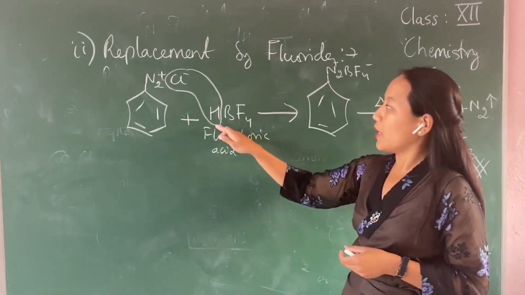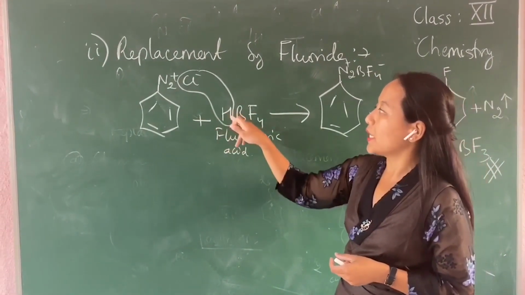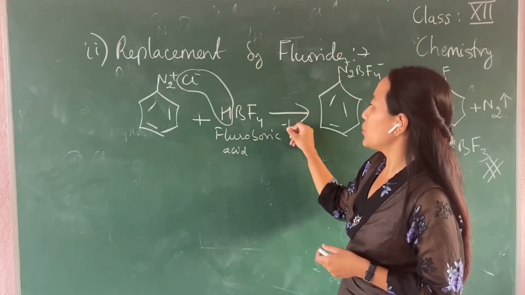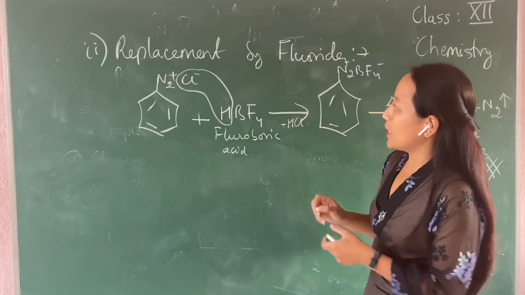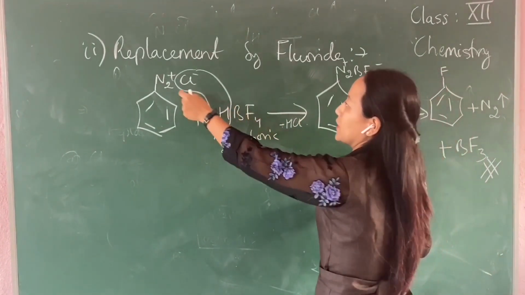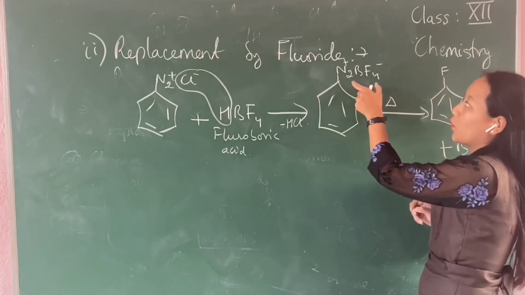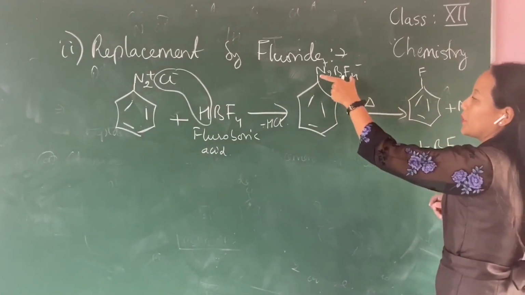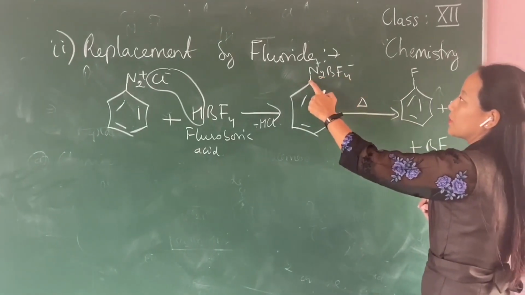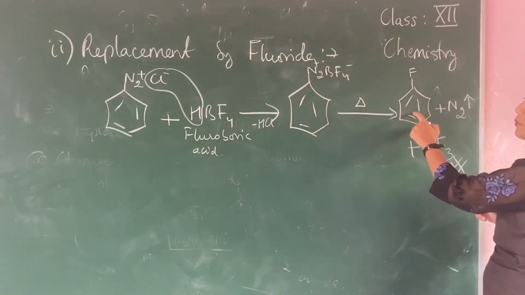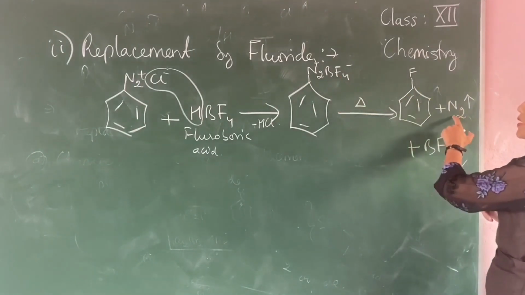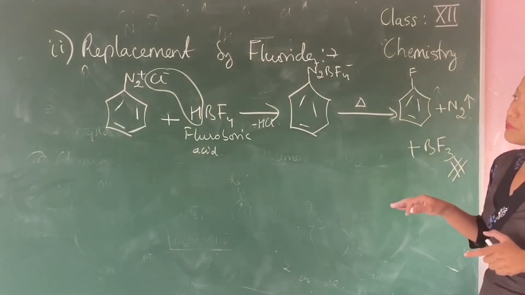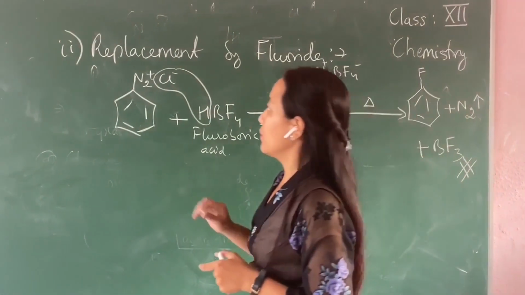When you treat it with fluoroboric acid, what happens is hydrogen and chlorine from this molecule will combine, and you are going to remove an HCl, and this BF4 gets connected to this nitrogen atom. Now when you heat this compound, you will get fluorine in the place of this. So one fluorine will come and sit over here, fluorobenzene will be formed, N2 will be released, and what is left is BF3. So this is how you have introduced fluoride.